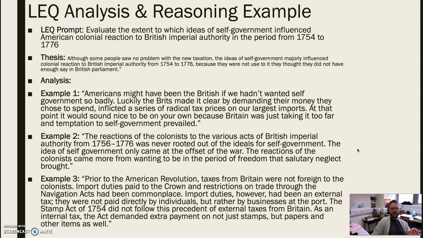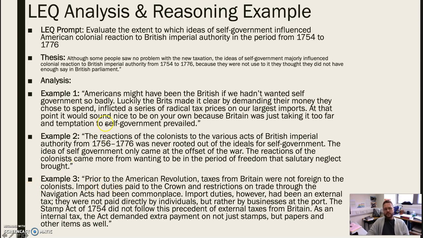Okay, I want you to go ahead and pause it here, and I want you to determine, does it get 1 point, 2 points, or 0 points? Does it get your analysis and reasoning point? Do we get the complexity and the historical thinking skill, or do we have 0 points? All right, go ahead and pause it now. Okay, welcome back, guys. All right, let's look at these examples.